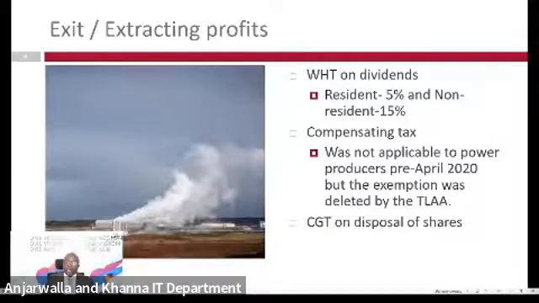But with the removal of this exemption, it means that a power company and any other entity in the infrastructure sector will be subject to potentially a 30% tax if they were to attempt to pay dividends while in a tax loss position.